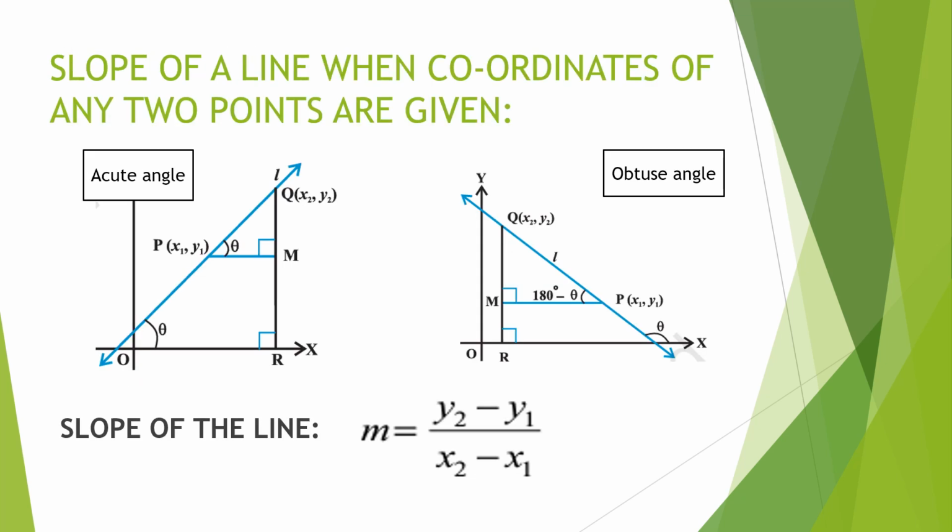Now, how do we find the slope of a line when the coordinates of any 2 points are given? The formula is m equals the difference of y coordinates upon the difference of x coordinates. That means slope m is equal to y2 minus y1 upon x2 minus x1. Remember, whether the angle is acute or obtuse, the given formula works for both.